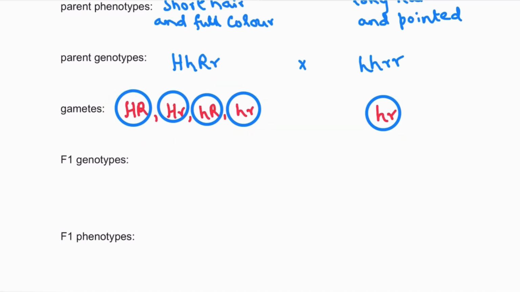So what will be the genotypes? If we fuse these two gametes, the genotype will be capital H, small h, capital R, small r. Then if we fuse this gamete with this one, we get capital H, small h, small r, small r. If we fuse this gamete with this one, we get small h, small h, capital R, small r. Then if we fuse these two gametes, we get small h, small h, small r, small r. So these are the possible genotypes of the offspring.